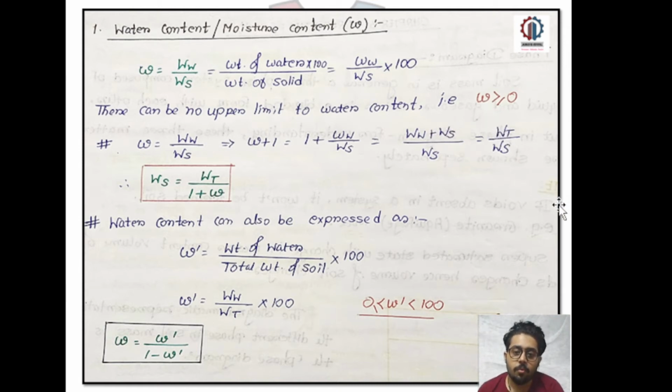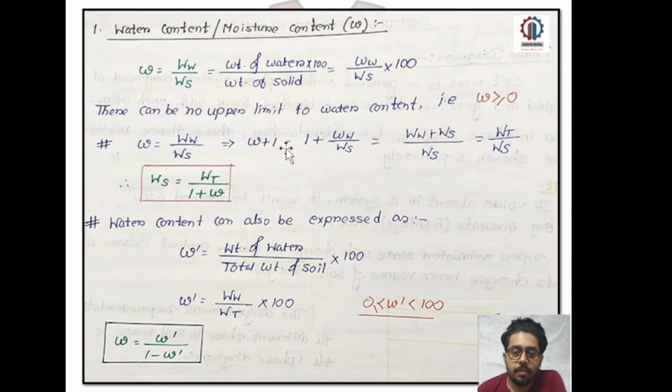Then you can ask me, where is the weight of air? See, weight of air is very much negligible. It is very low, so we can neglect that weight. So total weight of soil equals weight of solid plus weight of water. But in case of calculation of volume, total volume equals volume of air plus volume of water plus volume of solid. But in case of total weight calculation, it is the summation of weight of water plus weight of solid. That's why it is written in the numerator, where total weight is divided by WS, that means weight of solid.